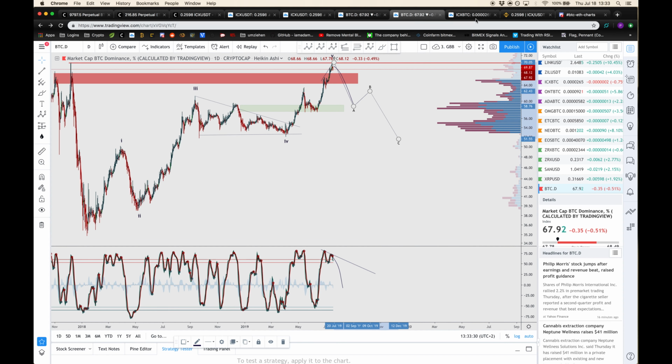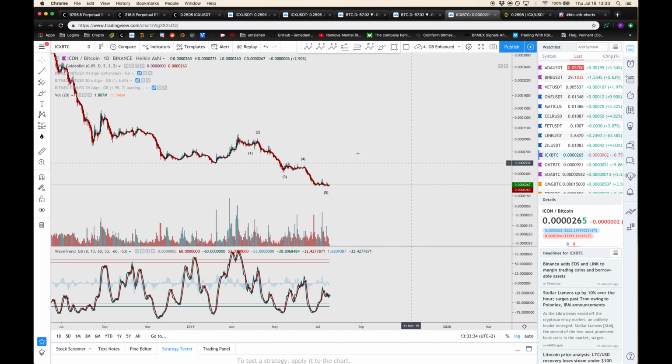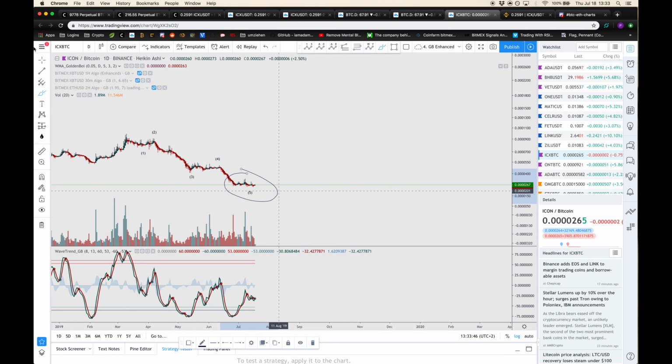Now let's take a look at some ICX charts. First, we'll take a look at ICX BTC. It looks like I can count 5 waves down here. We are consolidating in this area. It looks like it's coming down into some sort of wedge here.